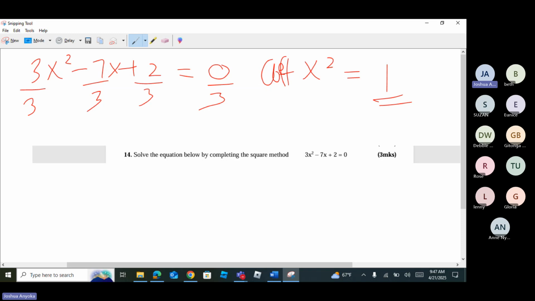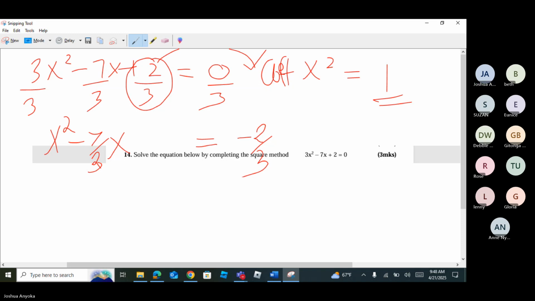Now step number 2 is to take the constant to the other side. So we have x squared minus 7 over 3 x equals minus 2 over 3. We have taken this one to the other side. This is a question that you should answer like a robot, without even thinking. So the coefficient of x squared must be 1, divided by the coefficient of x squared.